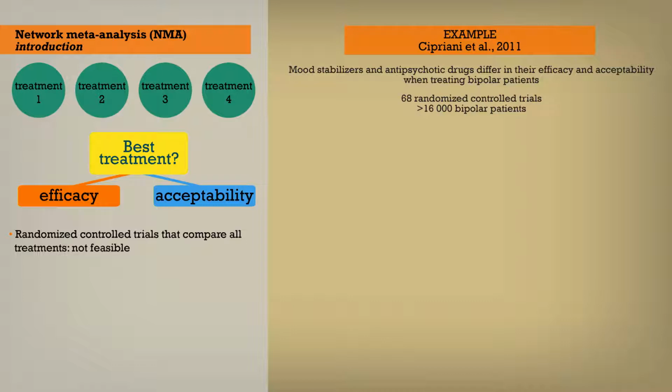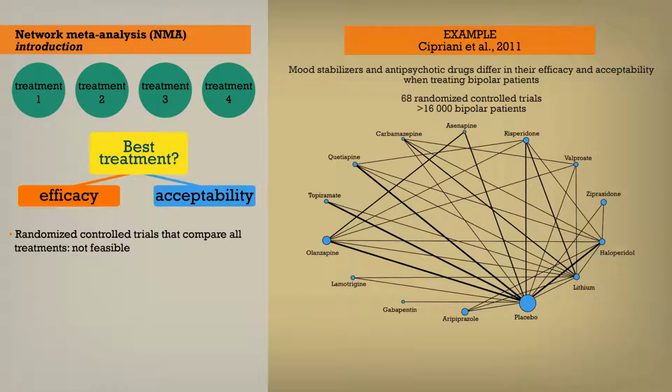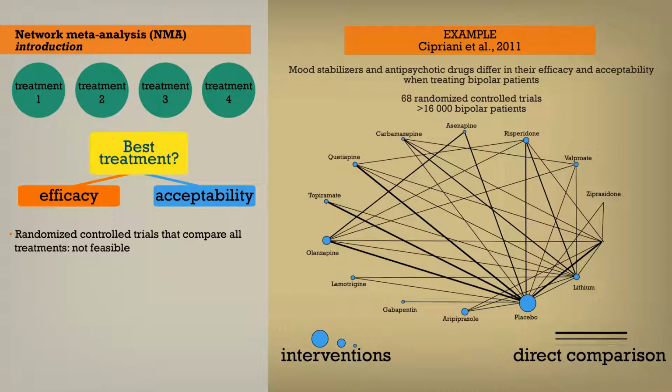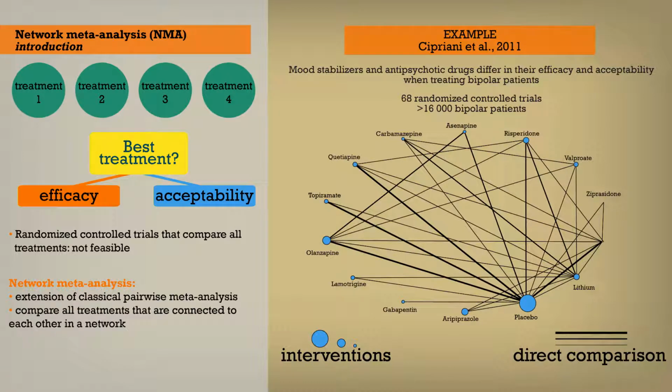Cipriani and colleagues collected 68 randomized controlled trials involving over 16,000 bipolar patients to compare various pharmacological interventions used for treating acute mania. This collection of trials forms a network of evidence where nodes represent interventions and edges represent at least one direct comparison between interventions. Network meta-analysis is a natural extension of classical pairwise meta-analysis and can be used to compare all treatments that are connected to each other in a network.